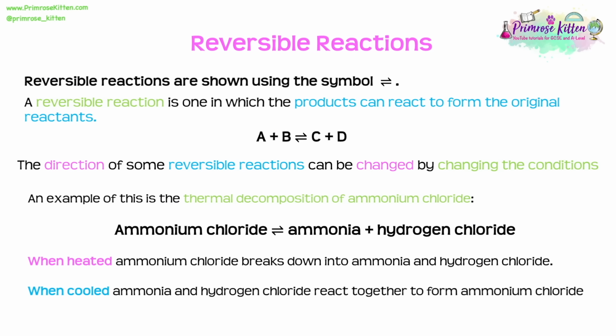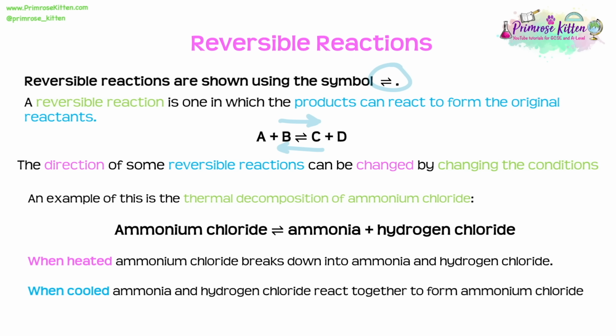Reversible reactions are shown using this symbol here. A reversible reaction is one in which the products can react to form the original reactants. So the reactants can make the products, but then the products can go back and make the reactants again. Now, an important thing about a reversible reaction is that we can actually change the direction of some reversible reactions by changing the conditions.